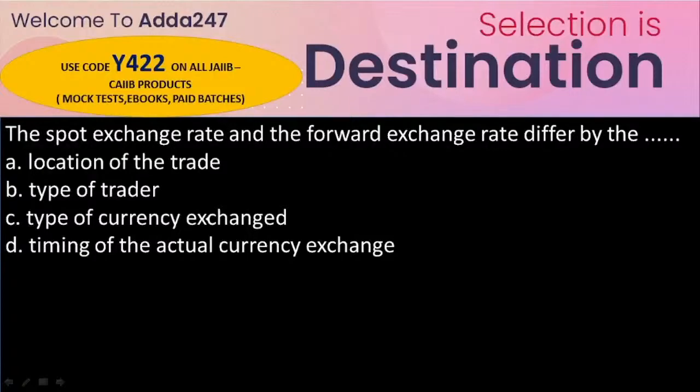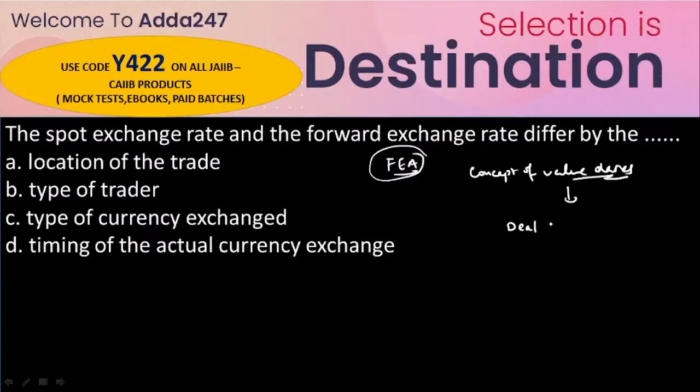This question is from foreign exchange arithmetic, and in foreign exchange arithmetic we understand the concept of value dates. Value date is known as a deal date, as I always explained in my lecture. You can also understand it as the date of the deal. In simple terms, you can understand it like this.